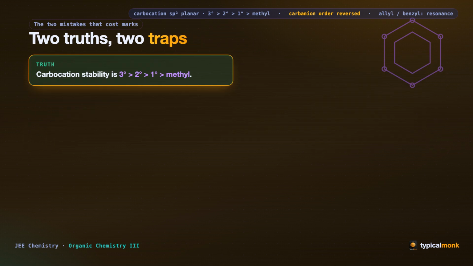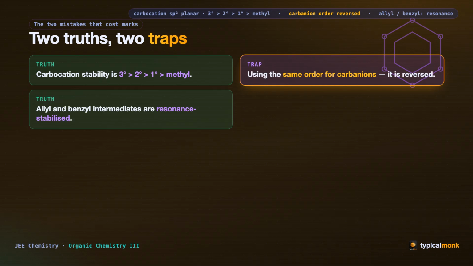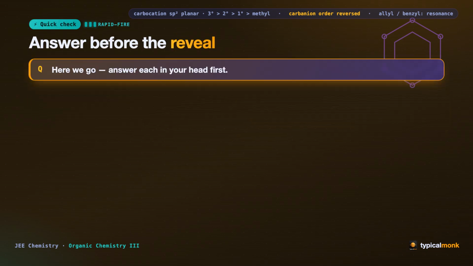Now the 2 mistakes that quietly cost marks. The truth, carbocation stability runs tertiary over secondary over primary over methyl. The trap, using that same order for carbanions, for them it is reversed. The second truth, allyl and benzyl intermediates are resonance stabilized. The second trap, forgetting that a less stable carbocation rearranges to a more stable one by a hydride or a methyl shift.